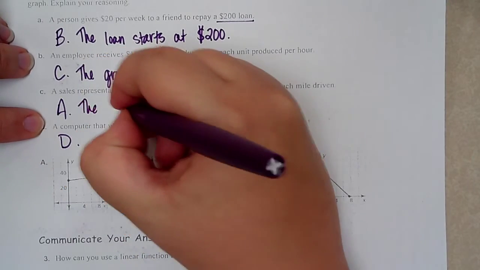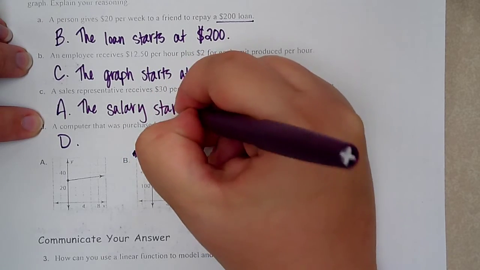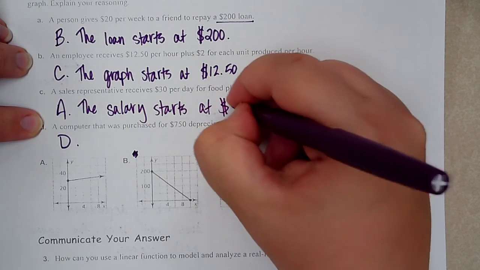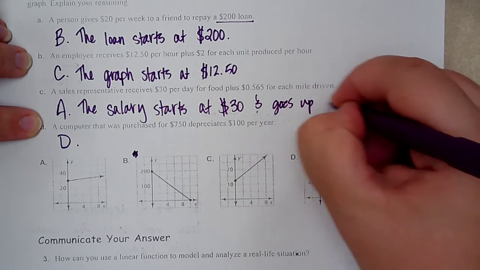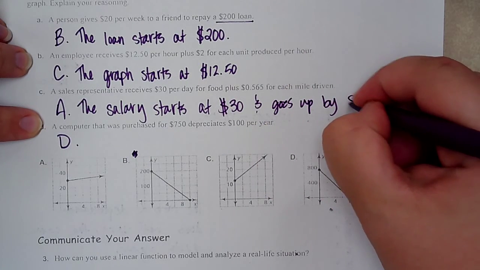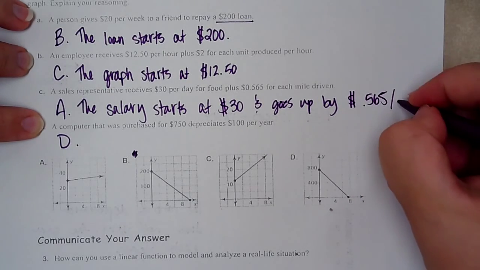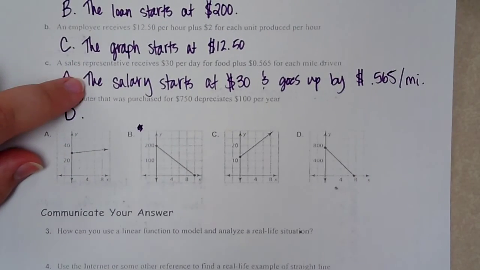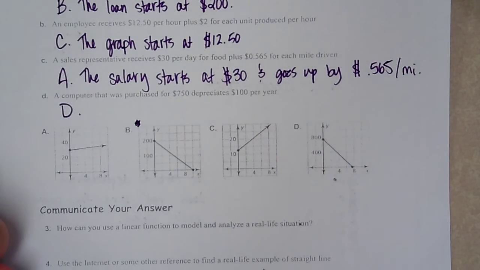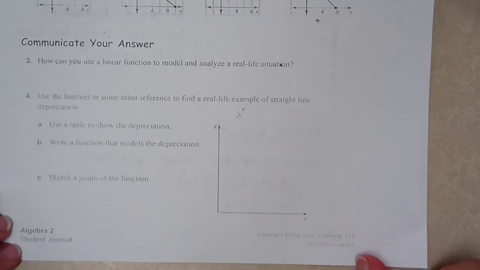So the salary starts at $30 and goes up by 0.565 per mile. And as long as it says something about the starting point and how much it goes up by, that's pretty much good. I'll leave D for you to do on your own.